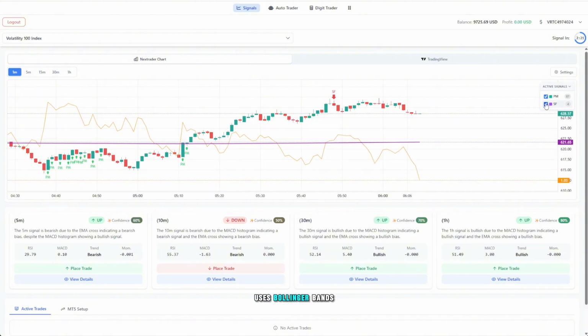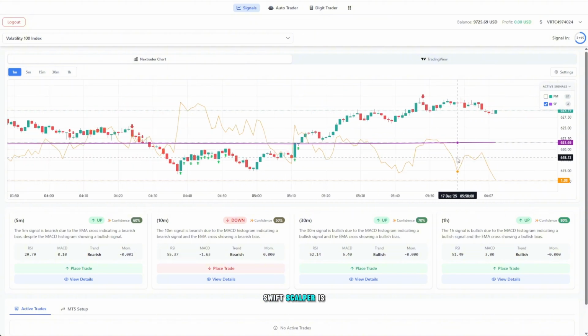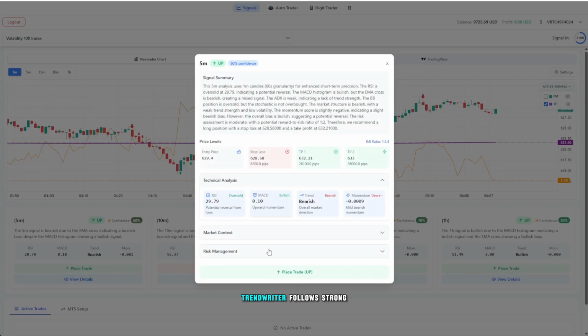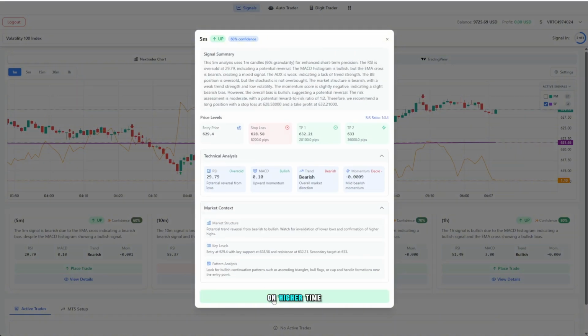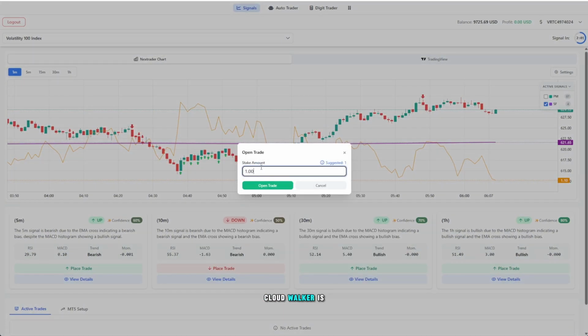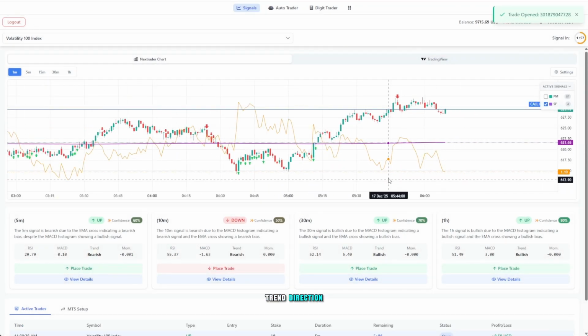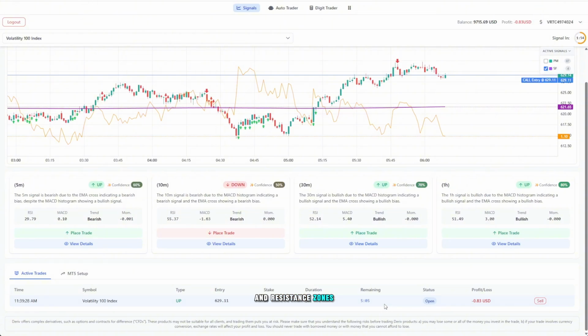Volatility Pulse uses Bollinger Bands to detect volatility breakouts. This is helpful during fast market movements. Swift Scalper is designed for short-term trades. It uses stochastic signals to find quick entry opportunities. TrendRider follows strong, sustained trends. It works best on higher timeframes. Cloudwalker is based on Ichimoku cloud analysis. It helps identify trend direction along with support and resistance zones.